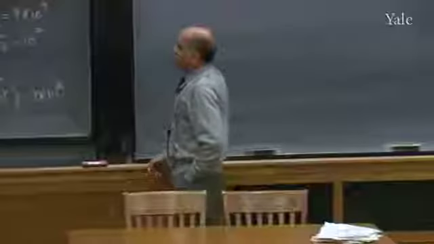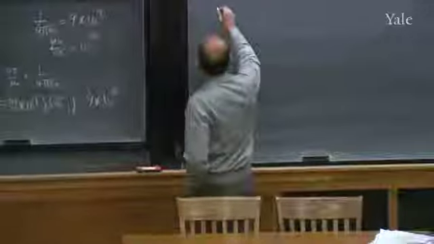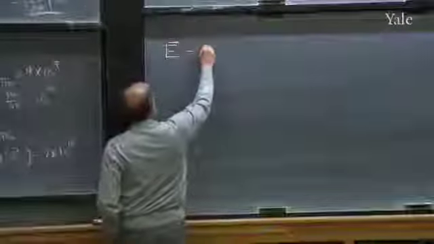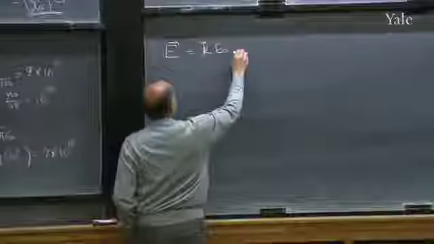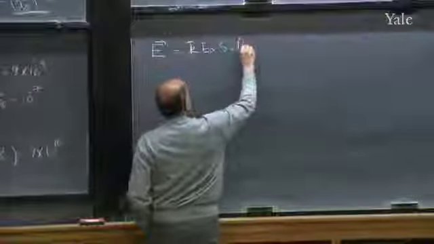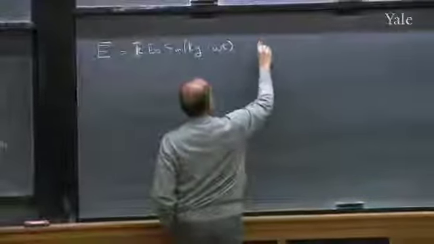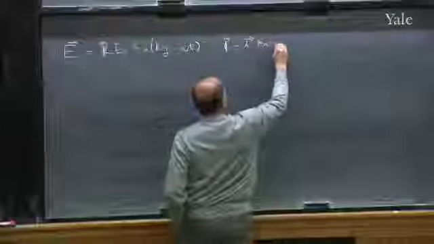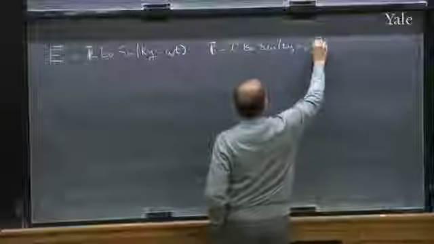So I'm going to now write down a specific form. Now, the specific form I'm going to write down looks like E equal to what? k times E0 sine(ky minus omega t), and I'm going to pick B to be i times B0 sine(ky minus omega t).